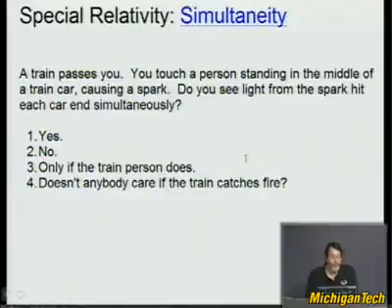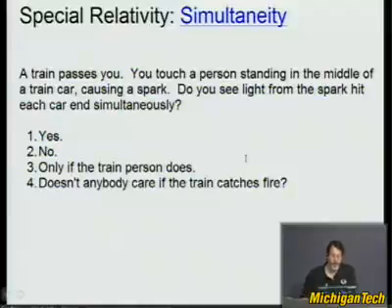Okay, so simultaneity also was called into question. Here we go. A train passes you. You touch a person standing in the middle of a train car, right in the middle, causing a spark. This spark has light. Do you see light from the spark hit each car end simultaneously? Yes, you do. No, you don't. Only if the person on the train does. Or doesn't anyone care if the train catches fire?